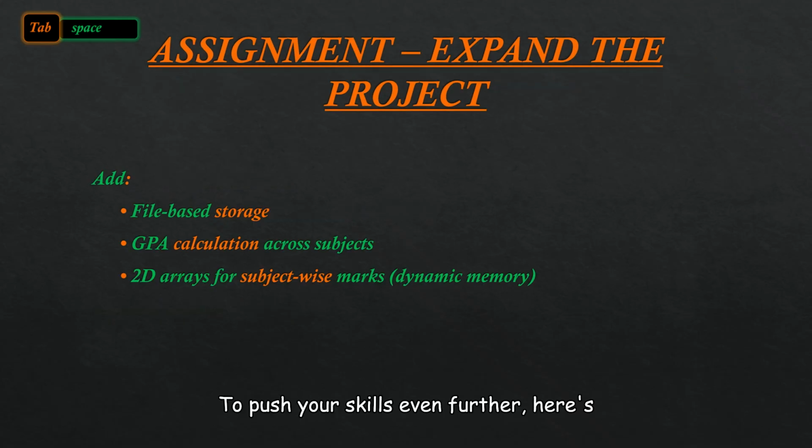To push your skills even further, here's a challenge for you. Enhance your project by saving student records to a file so they persist between program runs. Add GPA calculation by storing marks across multiple subjects and computing averages. For this, you will need to use 2D dynamic arrays or pointer-to-pointer concepts. These extensions will make your program more robust and realistic and prepare you for advanced software engineering tasks.